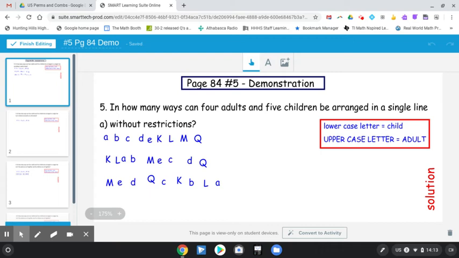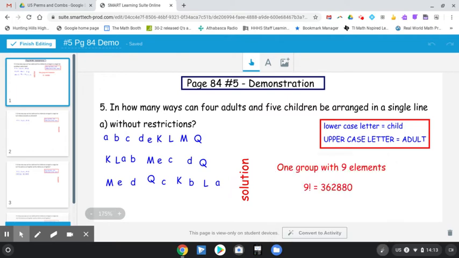Now, what I want you to do with this is realize that in this case we really have one group with 9 elements. Because we have one group, it means that we only have one factorial to set up. Okay, seems pretty straightforward, but keep this one in mind as we move ahead to the other questions.